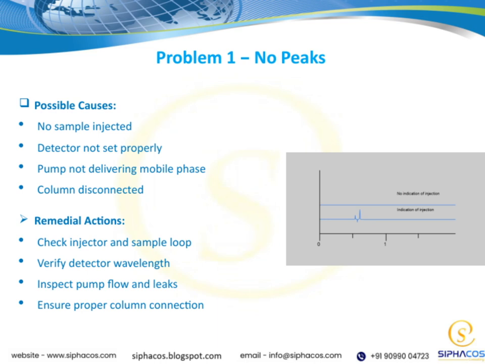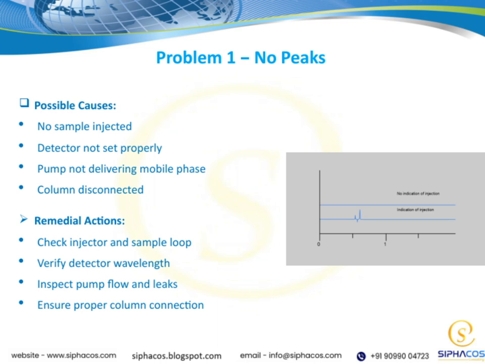Now for remedial actions. First, check the injector and the sample loop to make sure the sample was injected properly and is in place. Then, verify the detector wavelength to ensure it matches the analyte you're analyzing. Next, inspect the pump flow and look for any leaks or irregularities that could disrupt mobile phase delivery. Lastly, ensure that the column is correctly connected and secured.